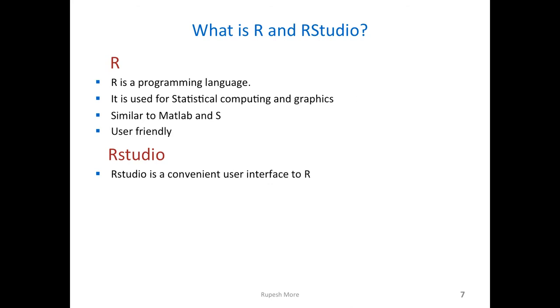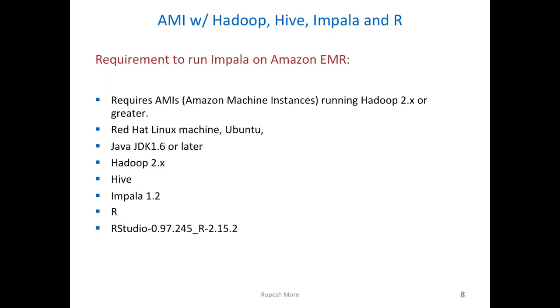Next, we'll see the requirements to run Impala on Amazon Elastic MapReduce. Basically, we require an AMI, which is an Amazon Machine Image, which has pre-installed Hadoop, having version 2.x or greater. Then we will require Red Hat or later, Hadoop 2.x, Hive, Impala 1.2, R and RStudio.